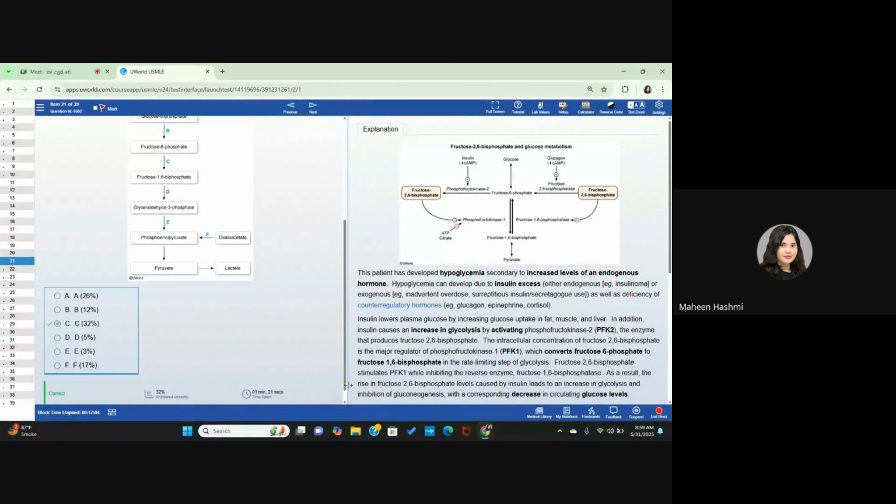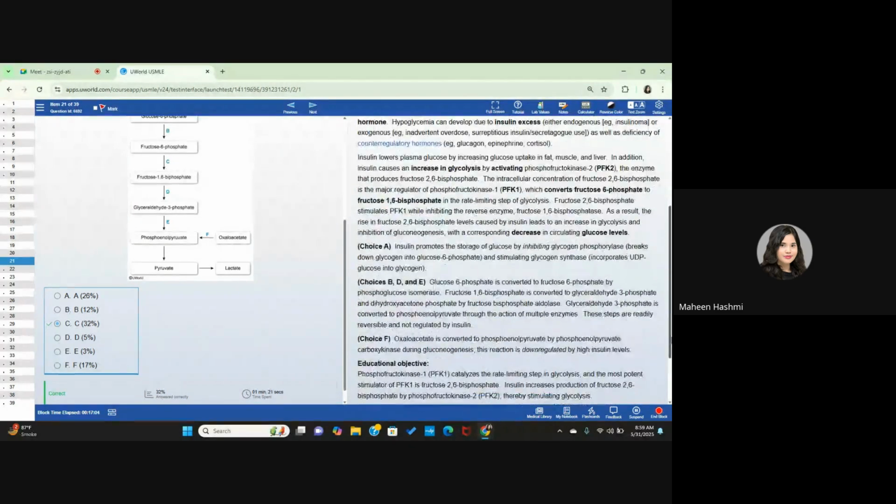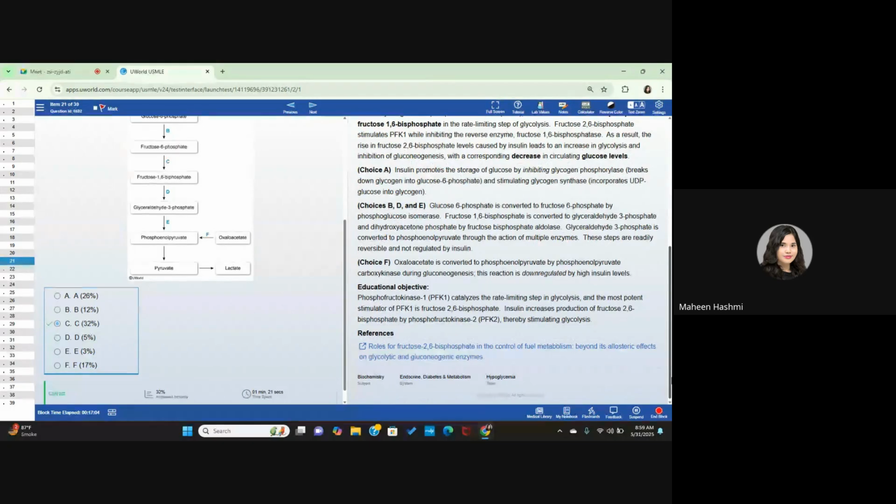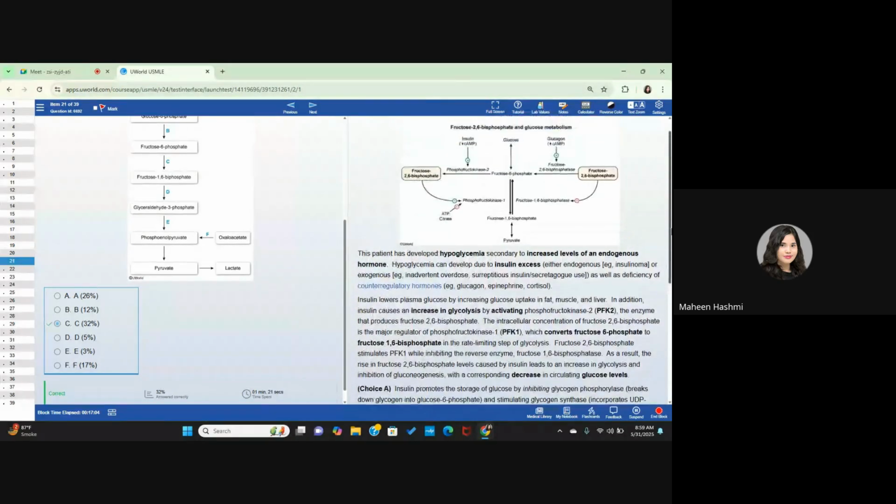So that is one thing we do whenever the patient comes to us. It can be another cause. It can be an insulinoma, or it can be because of a secretagogue as well, or any counter-regulatory hormone deficiencies. So there are a lot of causes to it. But the first thing we always think of is, oh, the patient is taking a lot of insulin. So we know that phosphofructokinase catalyzes the rate-limiting step in glycolysis, and the most potent stimulator of PFK1 is fructose 2,6-bisphosphate. Again, it's a biochemistry-oriented question.